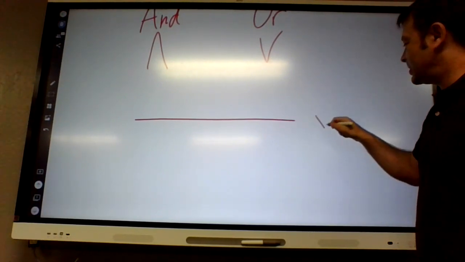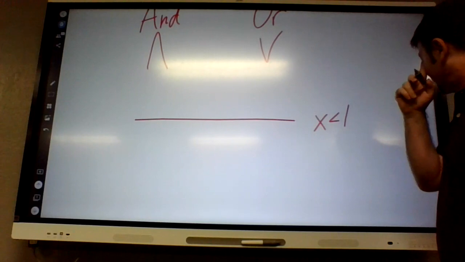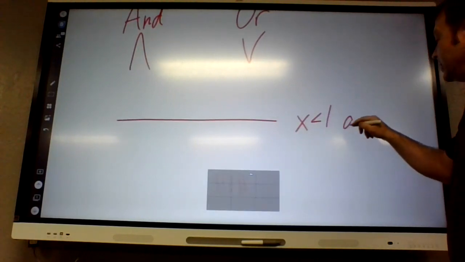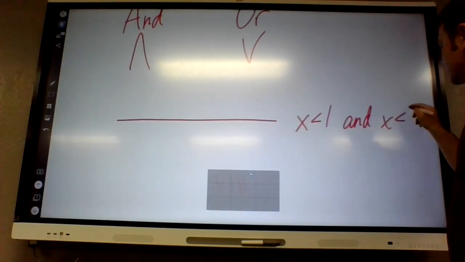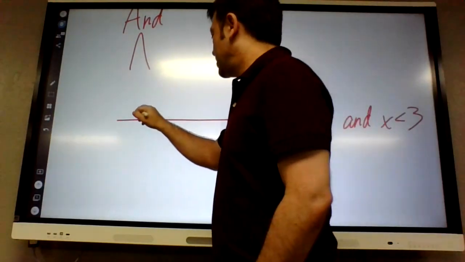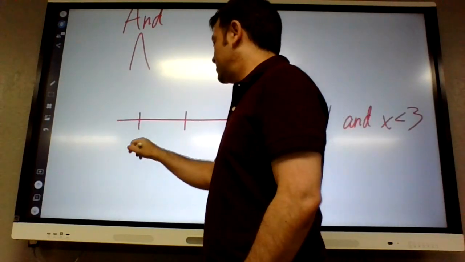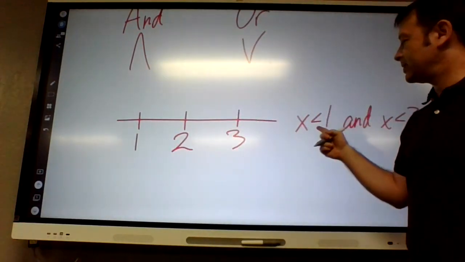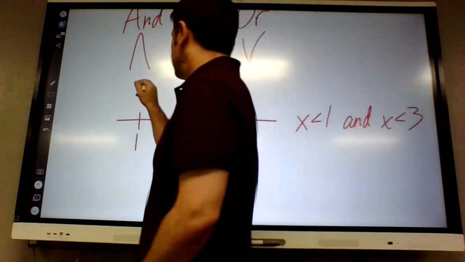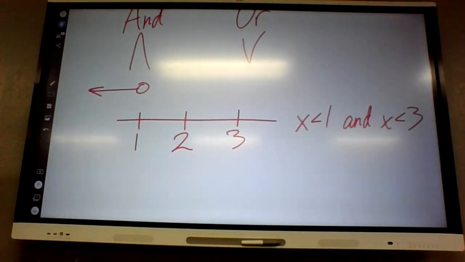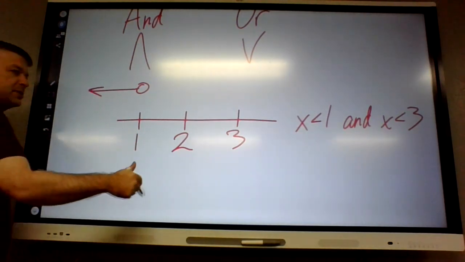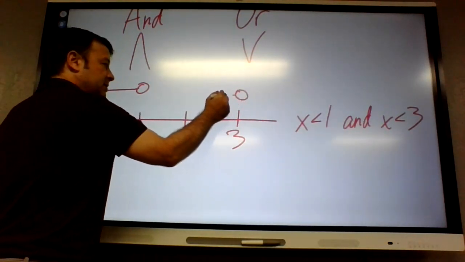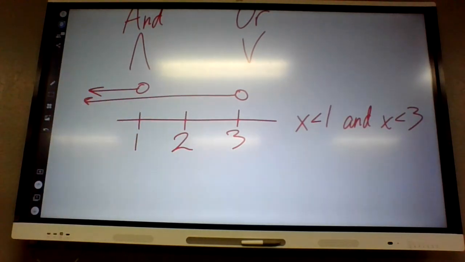So if I say x is, let's say, less than 1, and x is less than 3. Okay, if I combine those with an "and," what does that mean? Well, x is less than 1, what does that look like? Right? Because all the numbers less than 1 are this way. X is less than 3, kind of similar, going that way. But if I say "and," what numbers am I actually talking about?